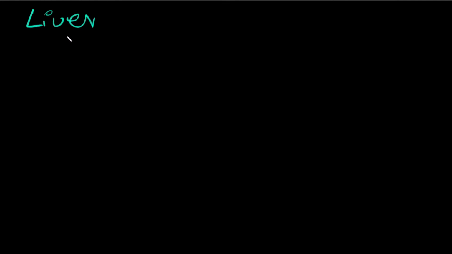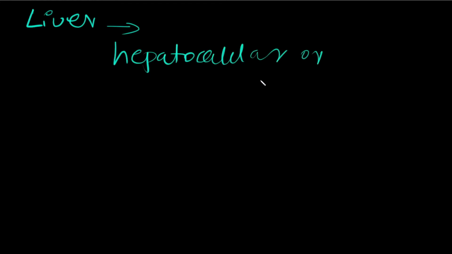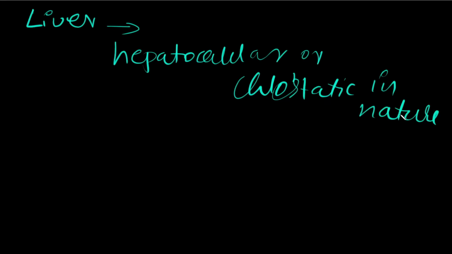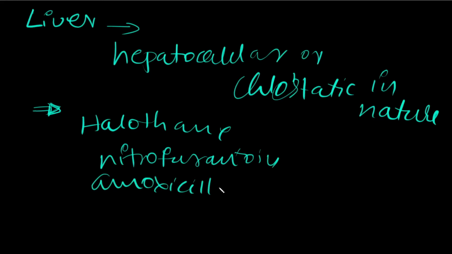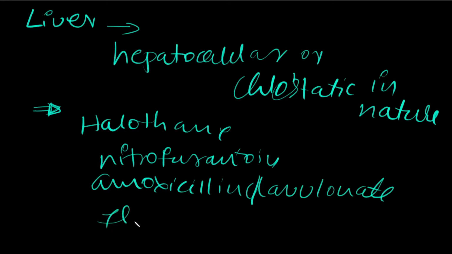Liver-related idiosyncratic reactions are mostly hepatocellular or cholestatic in nature, and some chemicals that are known to cause idiosyncratic reactions in the liver are halothane, nitrofurantoin, amoxicillin and clavulanate, the combination, and flucloxacillin.